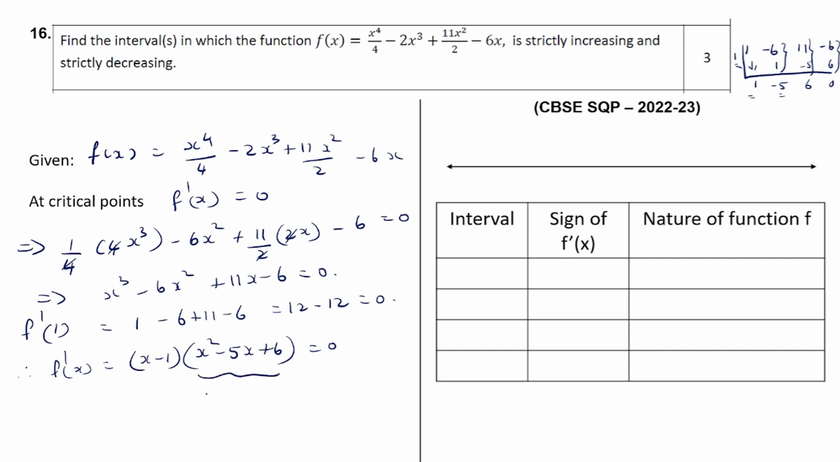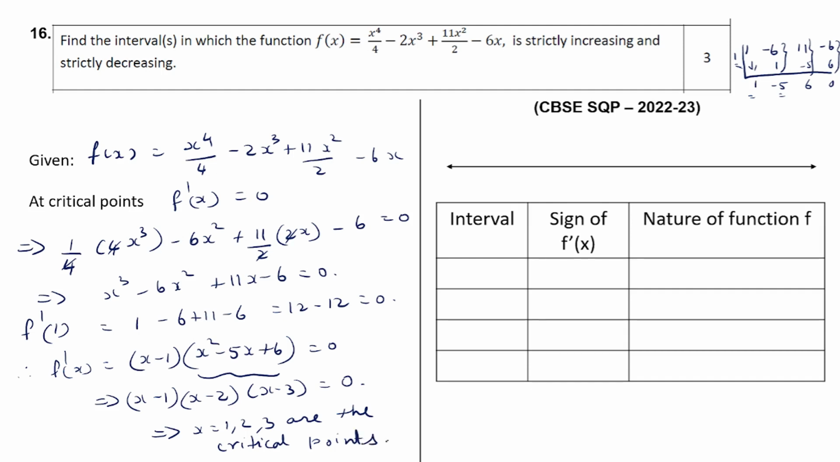Now we can factorize this. So from this we have it is x minus 1 into, here the factors are 2 and 3, x minus 2 into x minus 3 equal to 0. From this we get x is equal to 1, 2 and 3 are the critical points. So finding the critical points, it carries 1 mark.